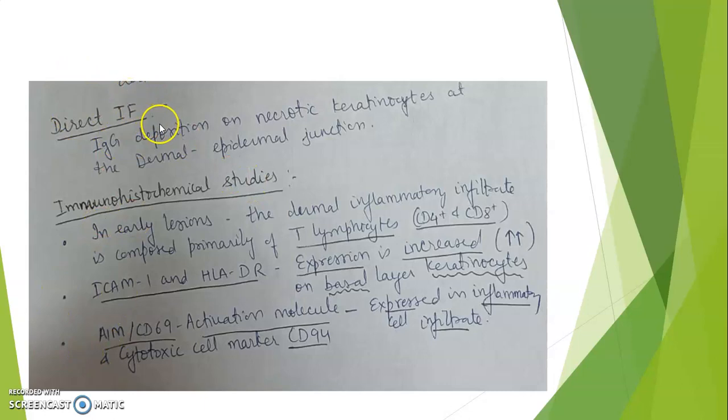The direct immunofluorescence will show IgG deposition on necrotic keratinocytes at the dermoepidermal junction. On immunohistochemical studies, there is increased expression of ICAM1 and HLA-DR on the basal layer keratinocytes, along with increased expression of CD69 and CD94 in the inflammatory cell infiltrate. Thank you very much.